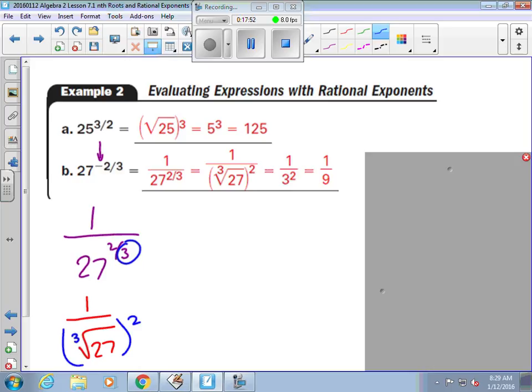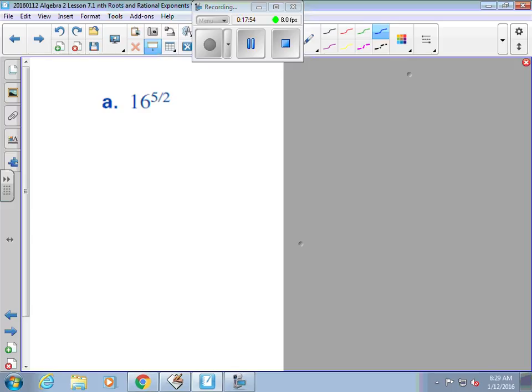On the back, one more time. Do 16 to the 5 over 2. First, rewrite it in radical form, and then find whatever root it tells you to find, and then raise it to that power however many times you have to do it.